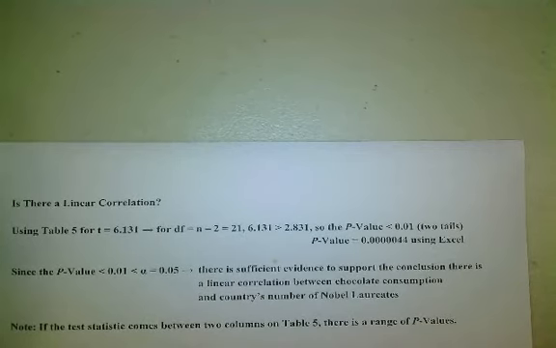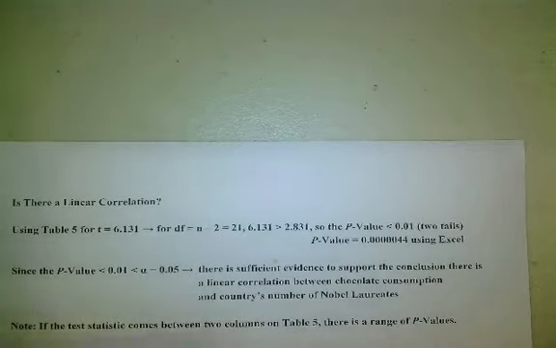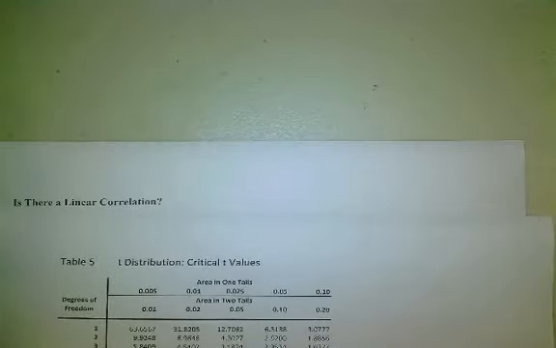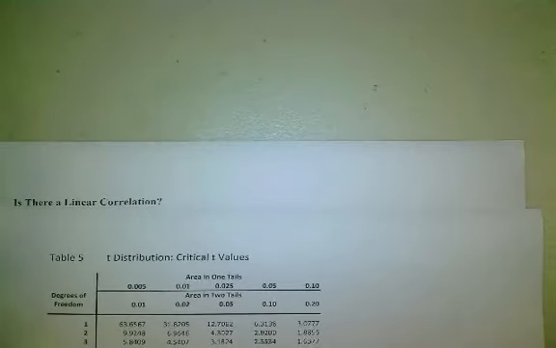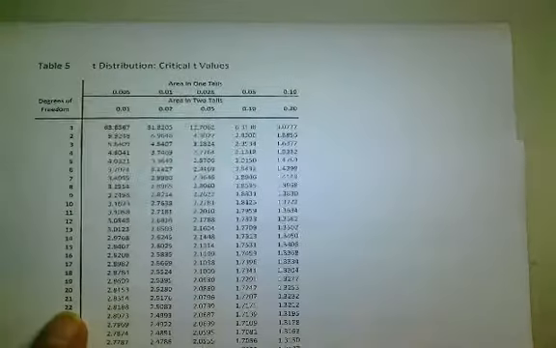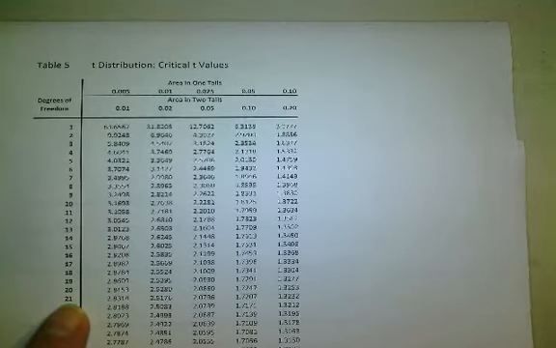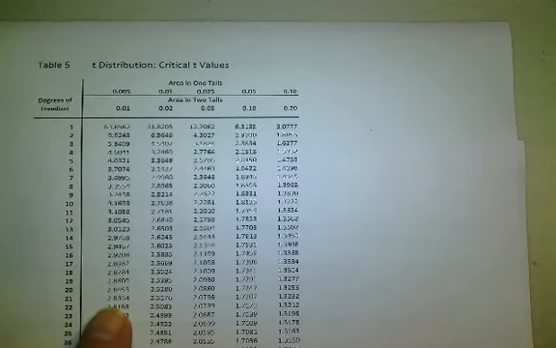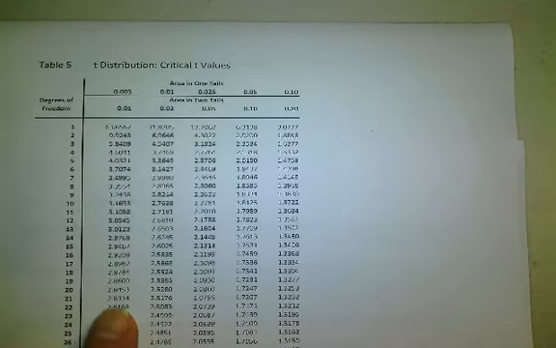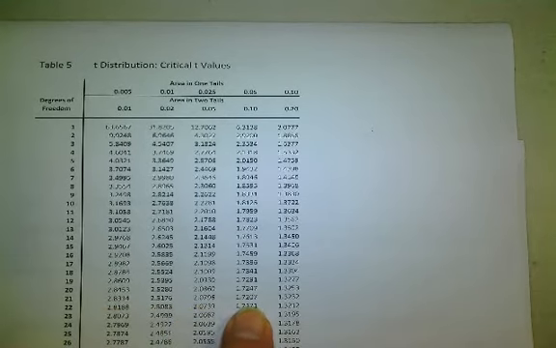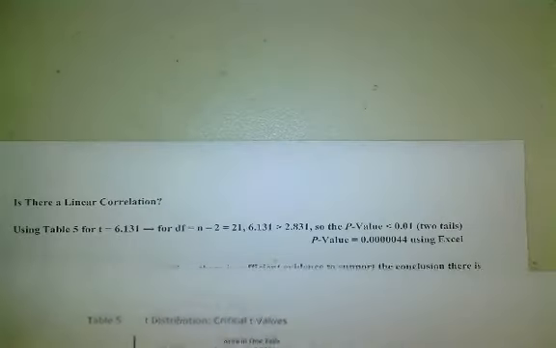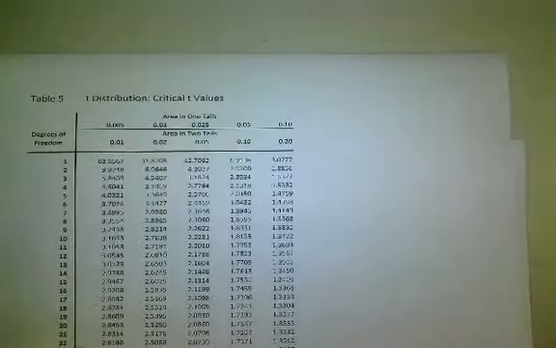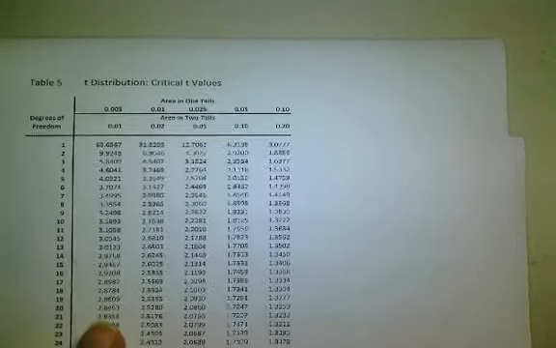So let us go ahead and look at table 5 real quick. So here is our t-distribution. This is the same table that we've looked at before. We're going to be looking at 21 for our degrees of freedom. Okay, so here are all the different values, and you can see area in one tail, area in two tails. We would be looking at the area in two tails here. 2.83, 2.5, 2.07, 1.7, 1.3. Notice that our 6.131 is bigger than all of them in this row.